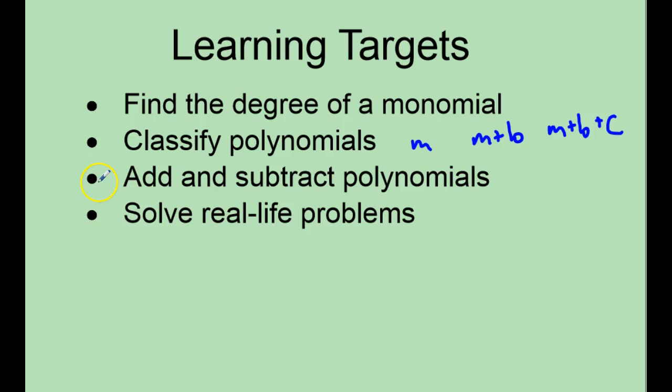Our third learning target was add and subtract polynomials. The biggest difference there, remember, was in order to subtract, I want to get rid of that subtraction sign and turn it into an addition of the opposite. That's how we can do this with polynomials. And then our final learning target was to solve real-life problems. Make sure you go and do that monitoring progress on this one so you can be sure that you can do this and think these things through.